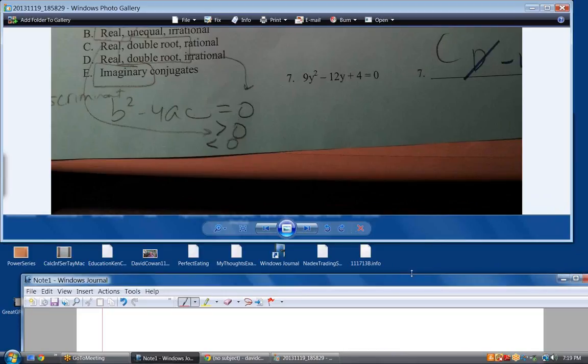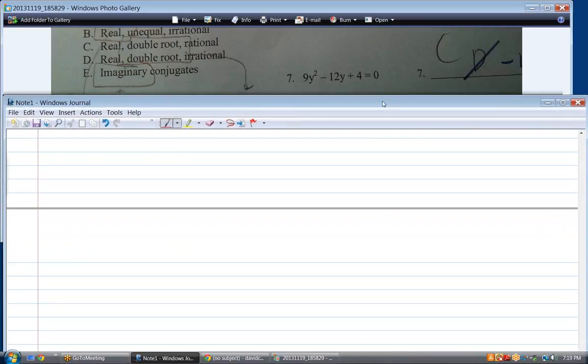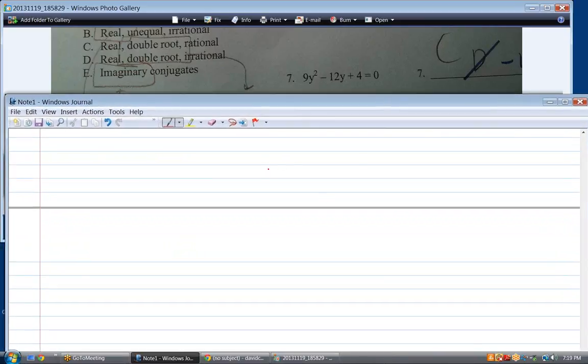Using the discriminant. Okay. So what is our discriminant equal to on this? What's our discriminant for number 7? Yeah, what's the general formula for the discriminant? B squared minus 4ac. Okay. So what is it in this case? 144 minus 4 in parentheses 9 and 4.